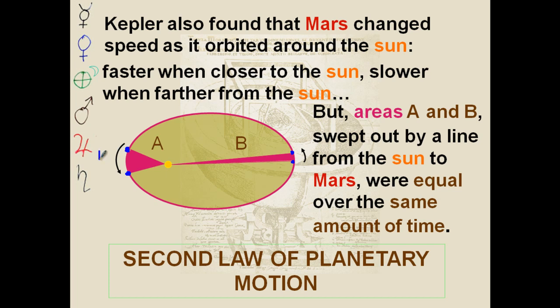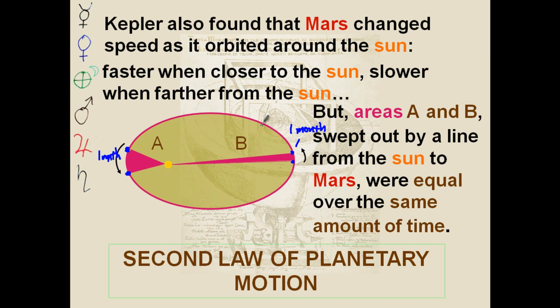So if this took 1 month, and the time it took to go from here to here is 1 month, and the time it took to go to here is also 1 month, that means these two pink shaded areas will be equal.